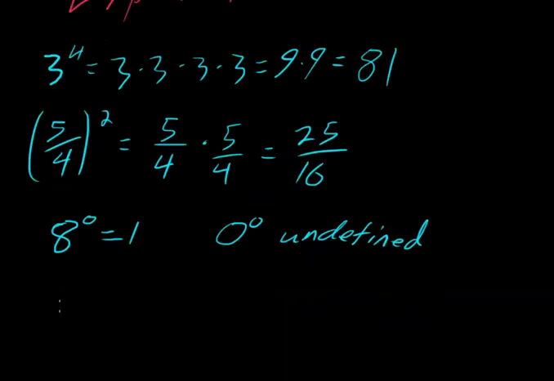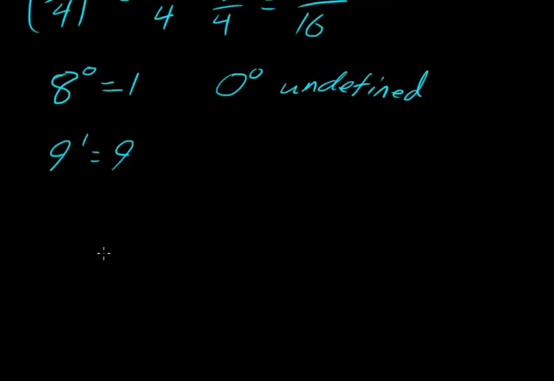If we have something to the first power, say 9 to the 1, you always just get back what you started with. So 9 to the first power is 9. What really tends to trip people up, though, is negative exponents.